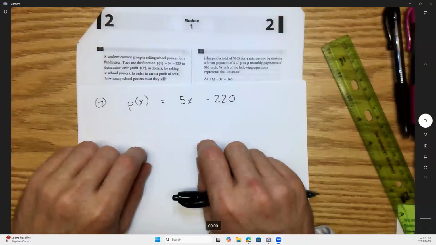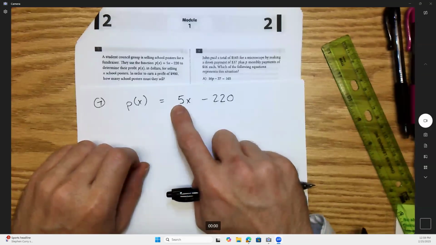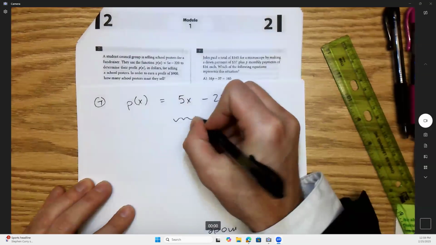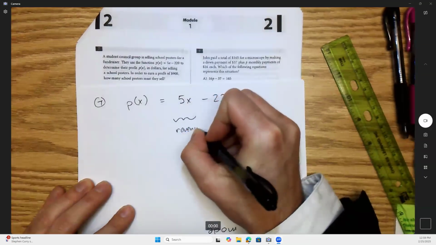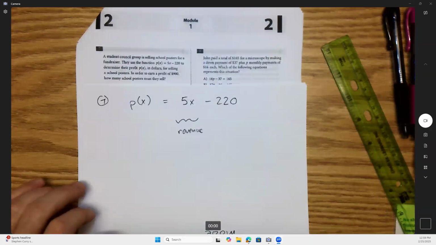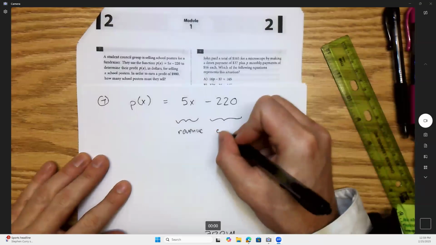Okay. Who can look at that equation and tell me how much are they selling each poster for? $5. Yeah, $5 a poster times the number of posters. Okay. Actually, this little bit right here, I'm going to call revenue. Okay. If they sold 0 posters, how much money would they have? Negative 220. Aha, they're in the hole $220. I'll call it the cost.